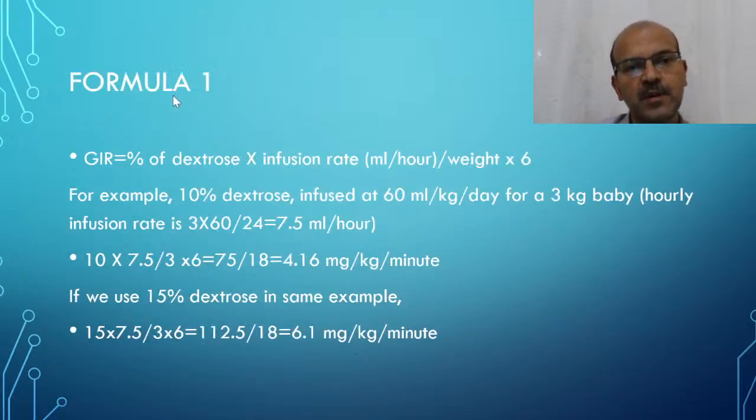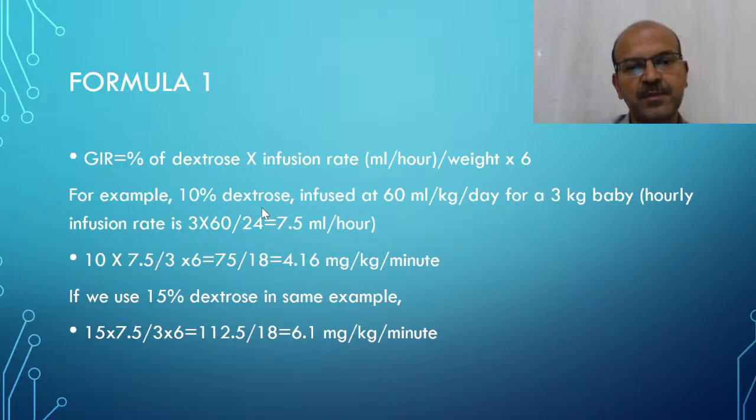We have a couple of formulas which we commonly use, and the principle is the same. So you have to know the percentage of dextrose that you are infusing and the rate in ml per hour divided by the weight times 6. So this is a very simple formula, but you need to get the infusion rate. You know the ml per kilo per day, and you have to multiply that by the weight and then divide it by 24 to get the hourly rate.